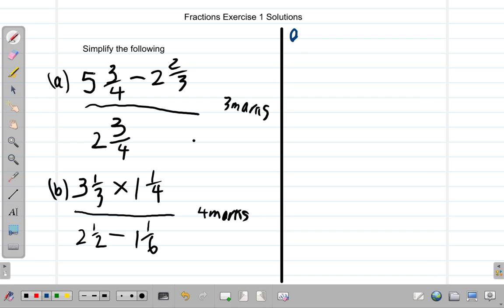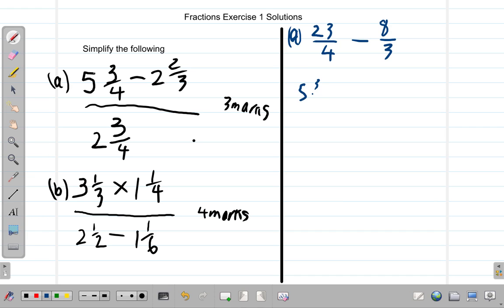You have a mixed fraction, so you change it into an improper fraction. 4 multiplied by 5 is 20. 20 plus 3 is 23 divided by 4, minus 3 multiplied by 2 is 6. 6 and 2, 8 divided by 3. Alright? So this is 23/4. Just as a quick recap, how 5 3/4 became 23/4.